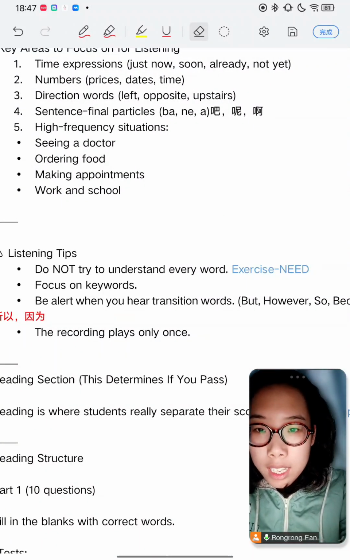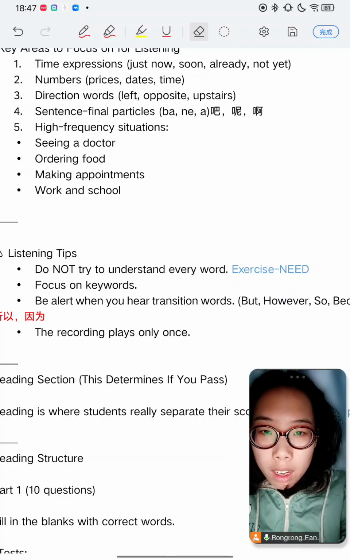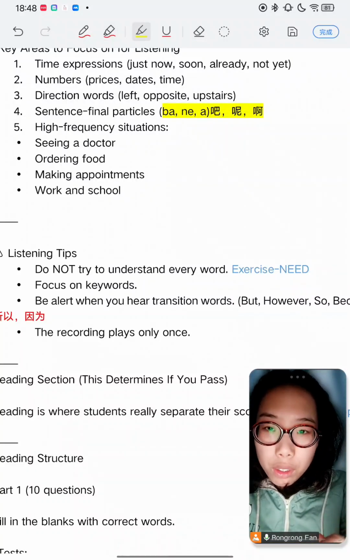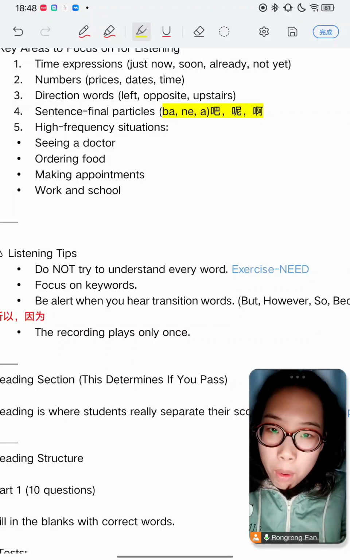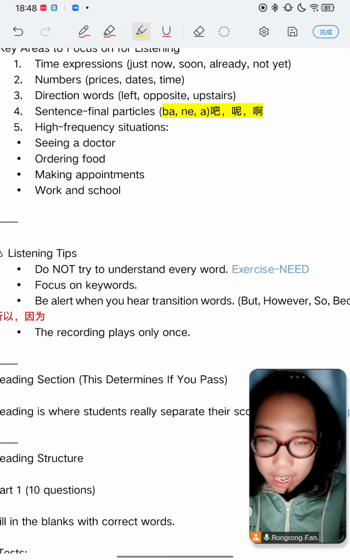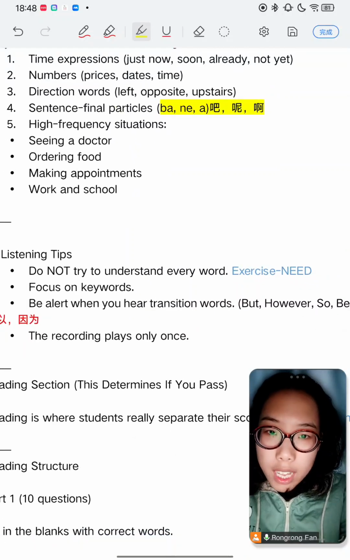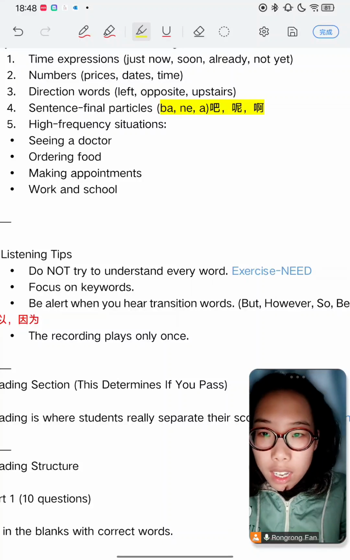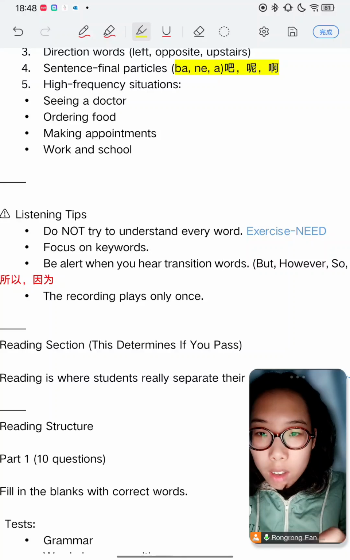Fourth, the sentence final particles, like ba, ne, a. You should know that in Chinese, we like to use these words to express our emotions or just soften the sentence. So some sentences will end in these words. If you know these words, you will know which one is the first sentence and which one is the second sentence. And the fifth, the high frequency situations like seeing a doctor, ordering food, making appointments, work, and school.